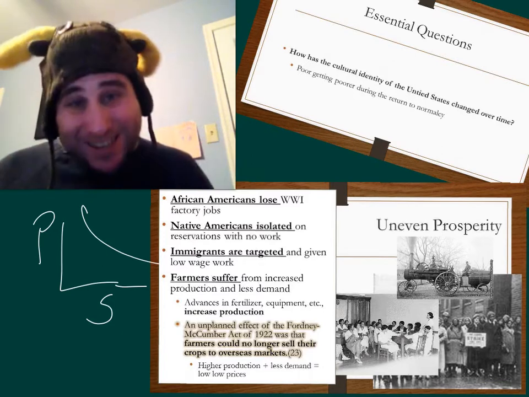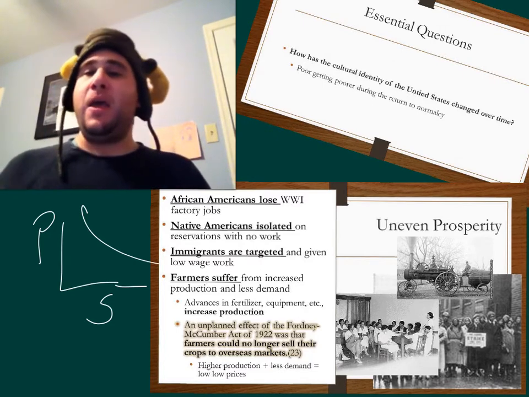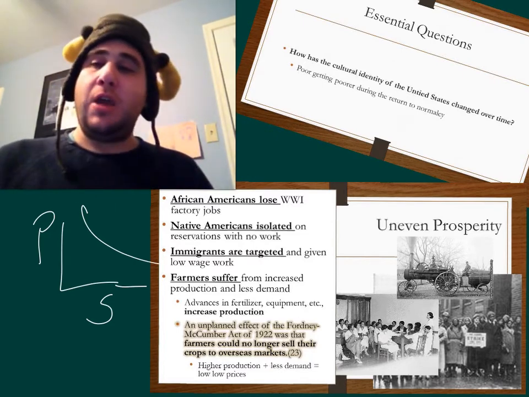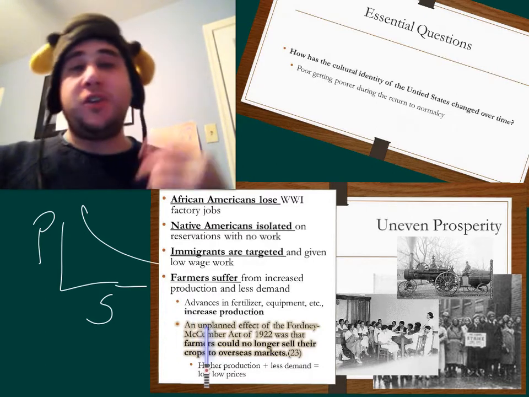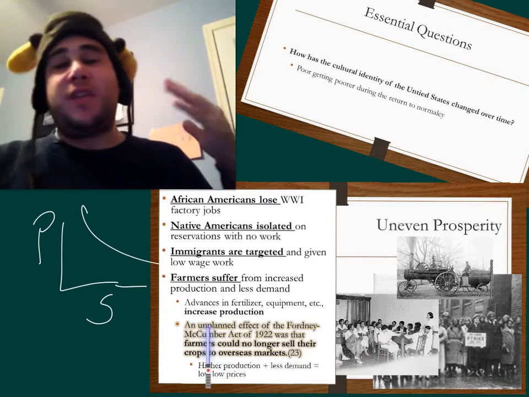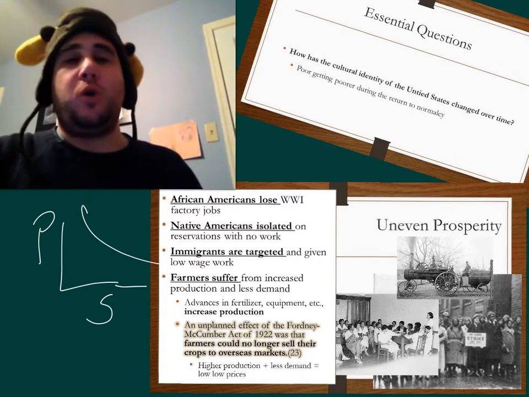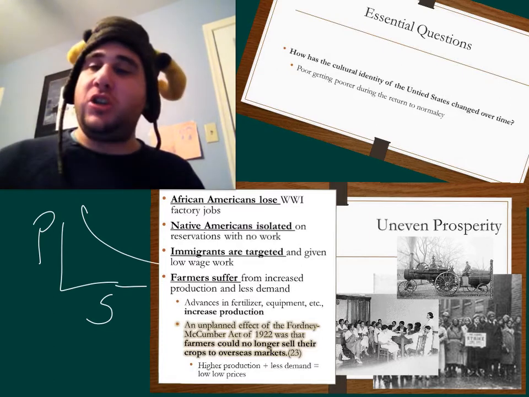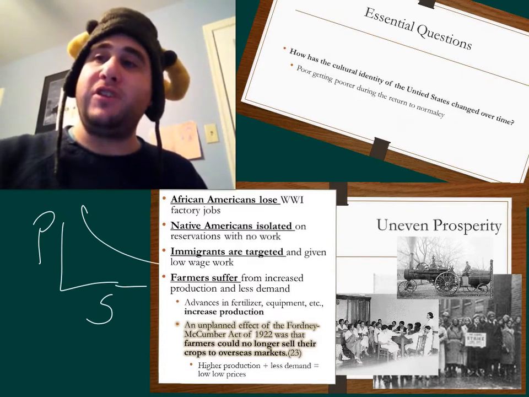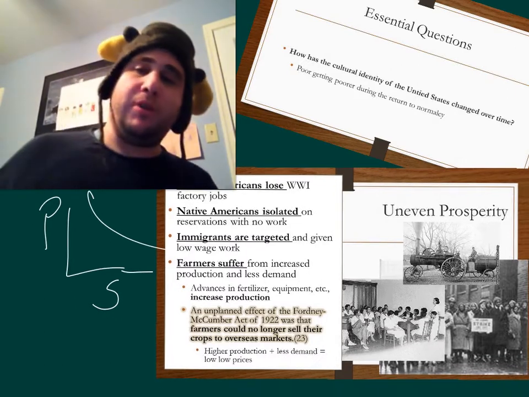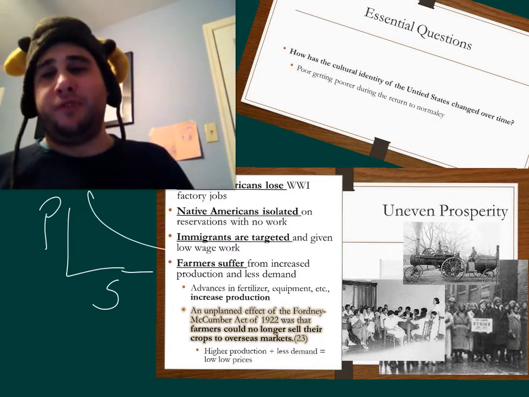But what we didn't count on were the Europeans putting tariffs on our goods as well. That tariff war means that our farmers are no longer going to be able to sell overseas to Europeans, so that they actually end up closing that market, making it harder for our farmers to get ahead. Higher production, less demand, low prices. The McCumber tariff doesn't help with that at all. It actually makes it harder to sell overseas. It's a tough time for farmers.